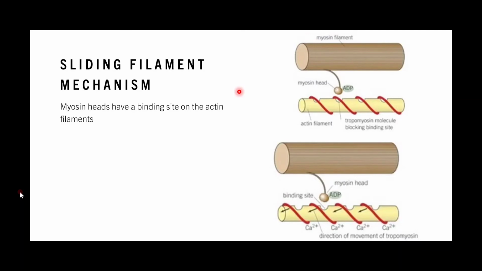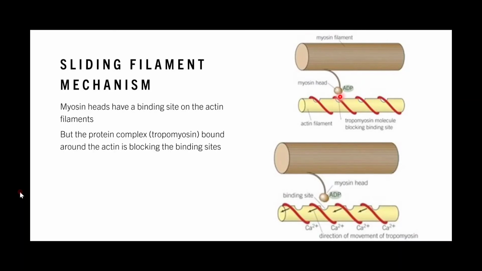So we can take a step back and think about our sarcomeres. They're made of myosin and actin filaments. So our myosin heads that we have here actually have a complementary binding site on these actin filaments. So you can see here. However, this protein complex that we mentioned before, this tropomyosin, is bound around the actin filament and it's blocking these binding sites. So the myosin head cannot bind to the actin filament.